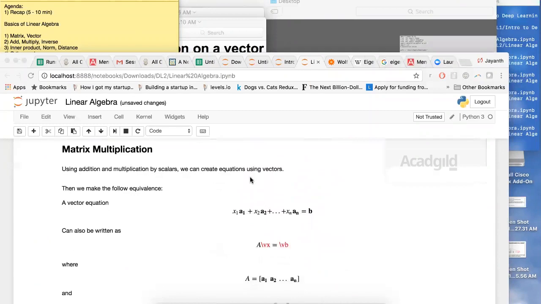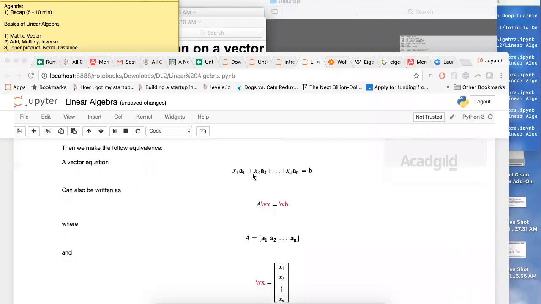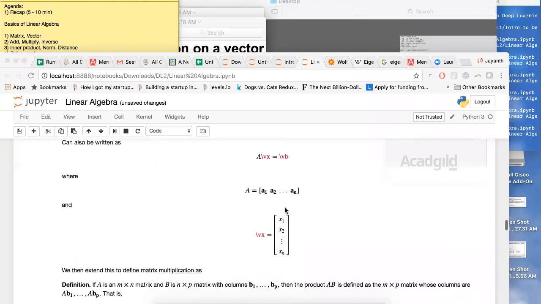So matrix multiplication is the most important operation for matrices. As we recall, it's a little different from conventional multiplication of numbers. So a vector equation x1 a1 plus x2 a2 so on and so forth is equal to b can be written as a matrix A times vector x equals vector b, where A is a1, a2 and so on, x is x1, x2, x3. Recall that our weights in a single perceptron had a similar sort of form.